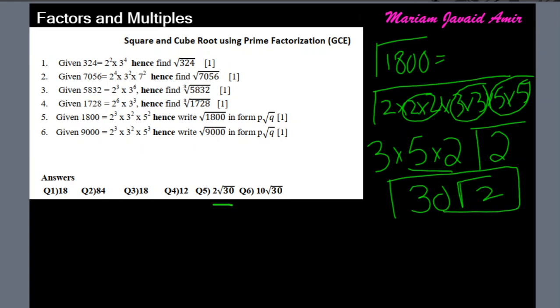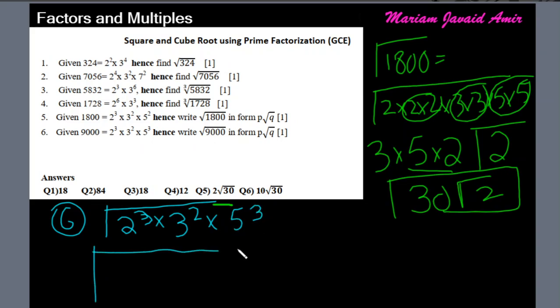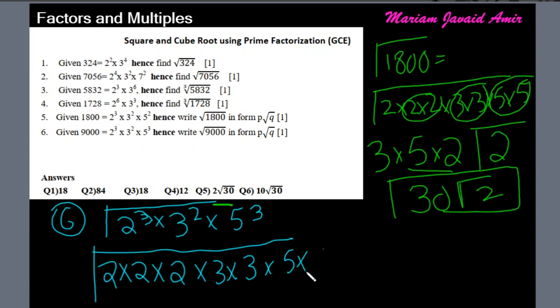Okay, and then question 6, we have to write under root 9000 in this form. So we have 2 cube times 3 square times 5 cube. So again, let's write it in this form: 2 times 2 times 2 times 3 times 3 times 5 times 5 times 5.